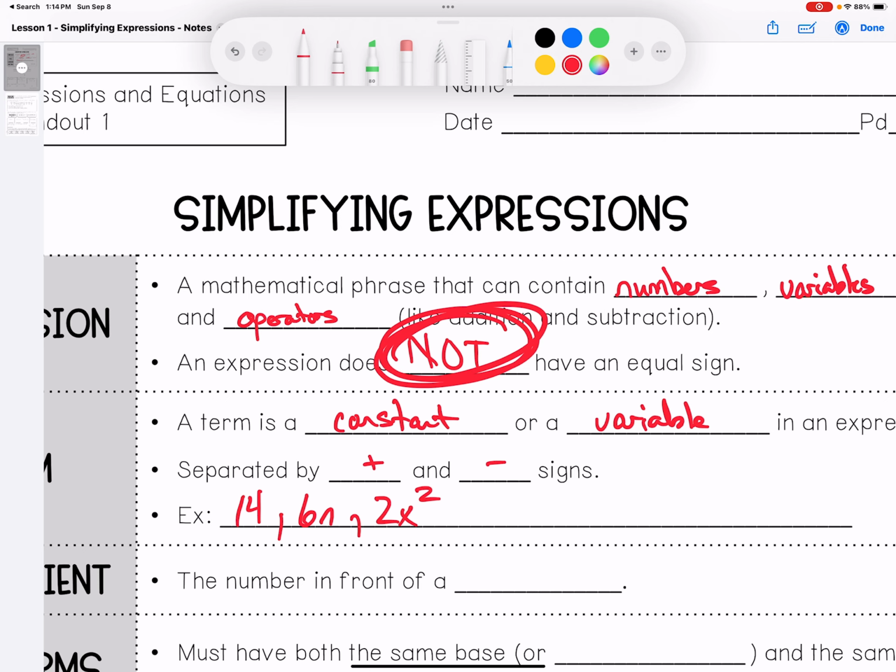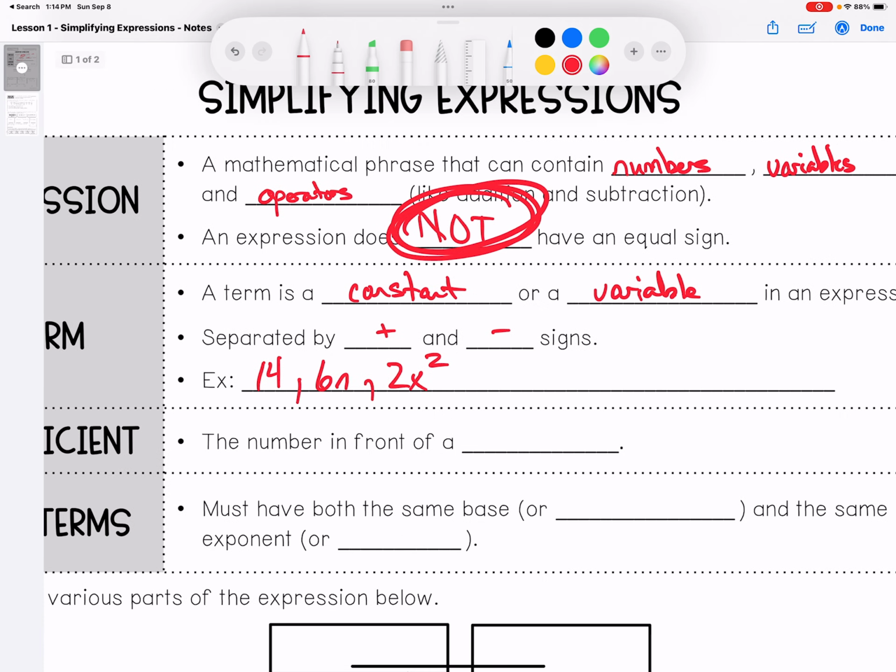All right, coefficient. What is the coefficient? The coefficient is the number in front of the variable. The last word you need to know about is like terms. Like terms must have both the same base, aka the variable, and the same power. So they got to have the same variable, aka letter, and they also got to have the same power.